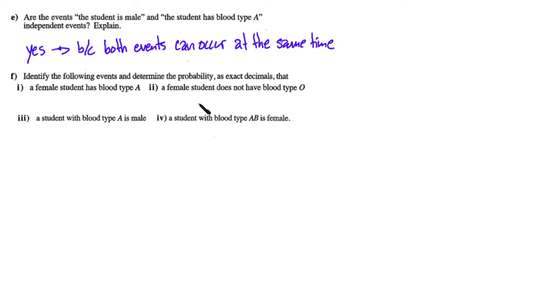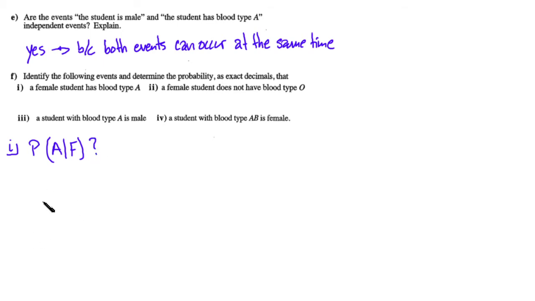All right, so in F, so identify the following events and determine the probability as exact decimals that a female student has blood type A. Okay, so what we're looking for here is the probability. This is F1, I guess. So a female student has blood type A. So we're looking for the probability of blood type A given that we have a female student. Okay, so this is what we're looking for.